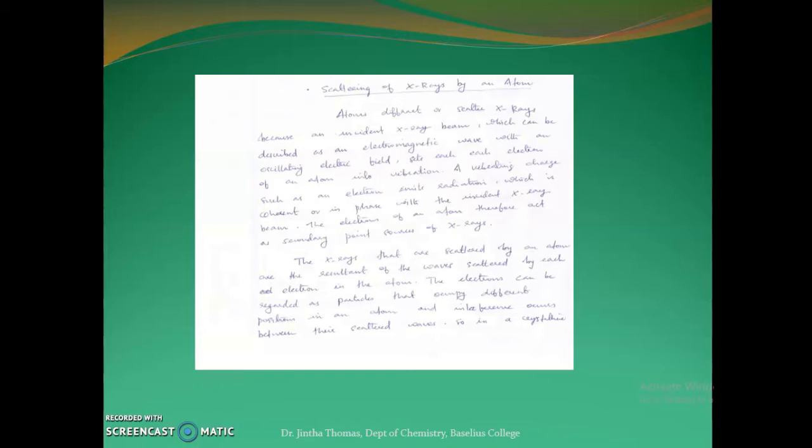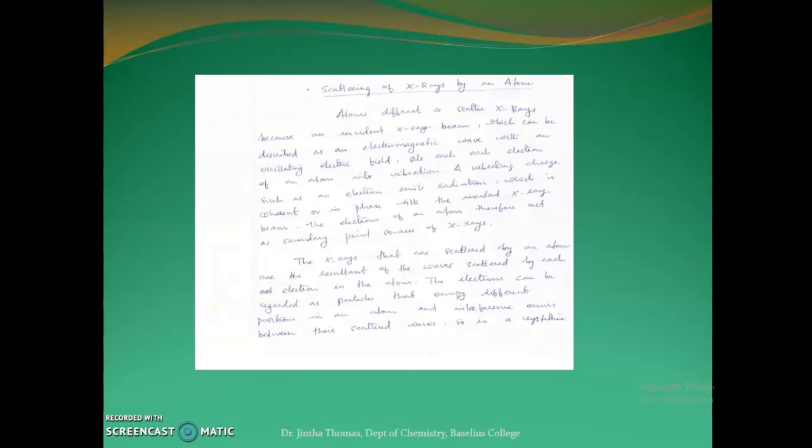So when a monochromatic X-ray beam is incident on an atom, which contains electrons, the electrons are point charges, so they vibrate, and these vibrating charges emit electromagnetic radiation. These electromagnetic radiations are in phase with the incident X-ray. Okay, so electrons can be considered as secondary point sources of X-rays. The X-rays that are scattered by an atom are the resultant of the wave scattered by each electron in the atom.